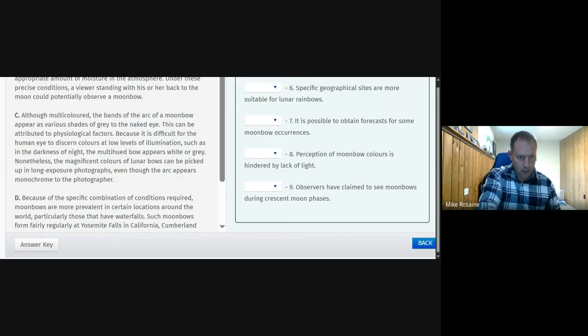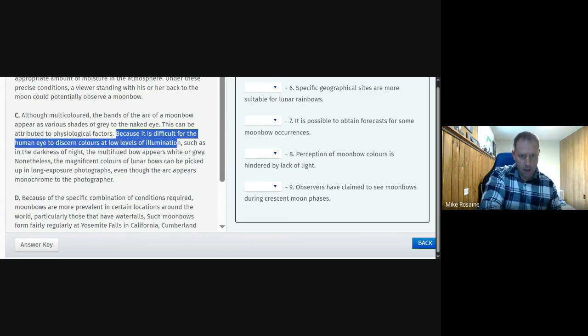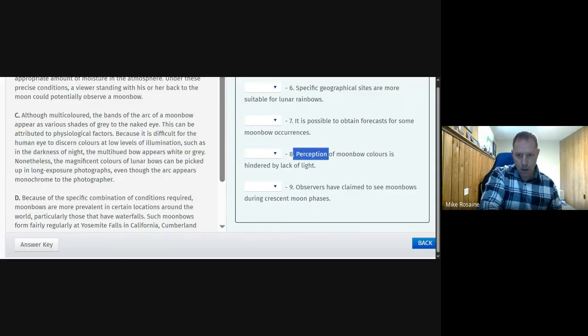So just looking, I check here and I see this. Because it is difficult for the human eye to discern colors at low levels of illumination. Okay, so human eye to discern, that's perception. And then what about this lack of light, meaning not much light? That is low level of illumination. We have different words for the same idea. It is, in fact, C.